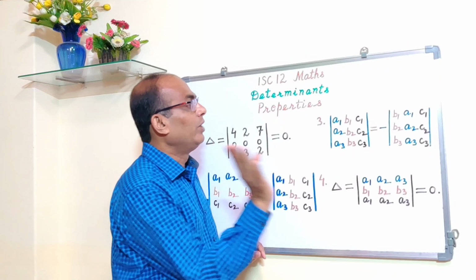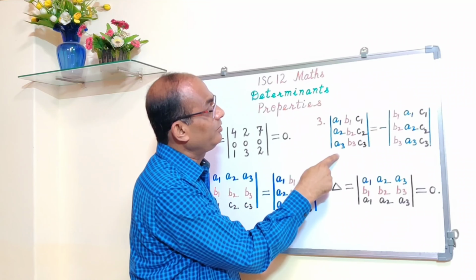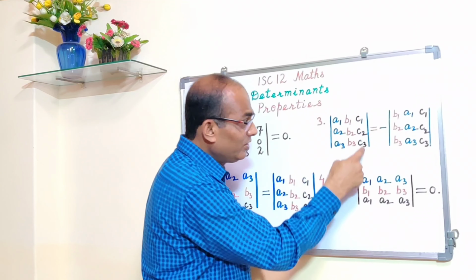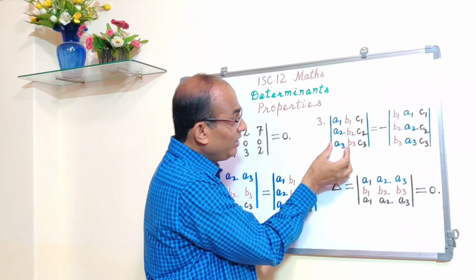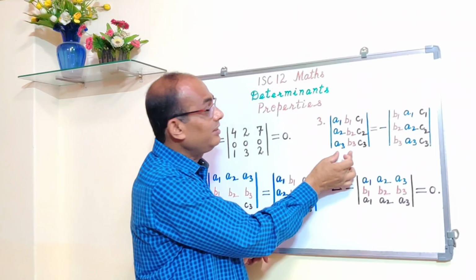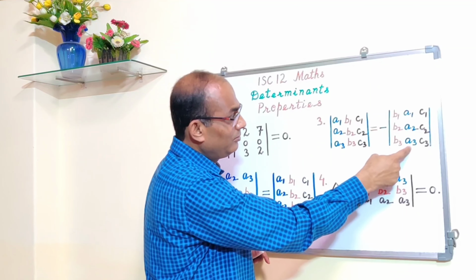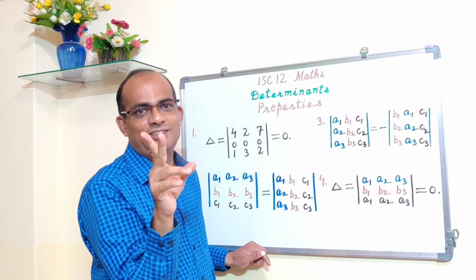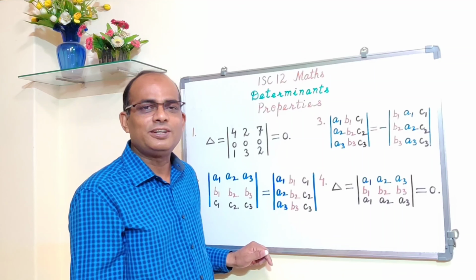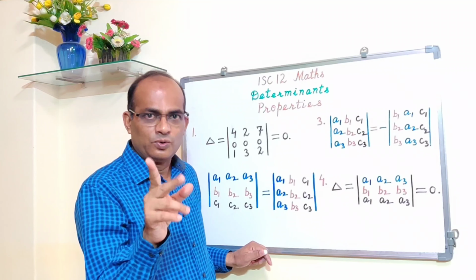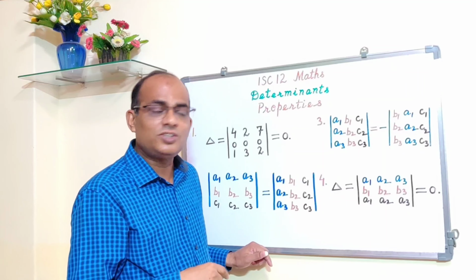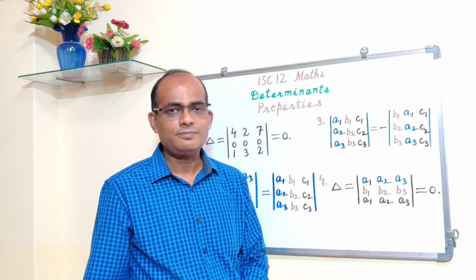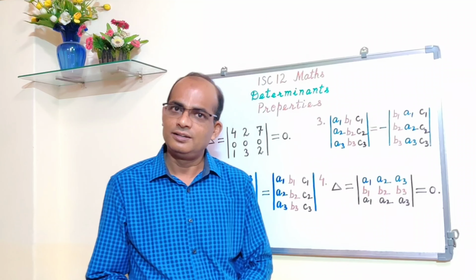Now see what happens here in this case. The first column is A1, A2, A3. The second column is B1, B2, B3. The third column is C1, C2, C3. C1, C2, C3 is as it is. As far as these two first and second columns are concerned, you can see that the first column is becoming the second column here, and the second column is becoming the first column here. That means the two columns are interchanged. And the property is, if any two rows or columns are interchanged, the sign of the determinant changes. That's why you can see a minus. Fine? Clear? Okay.